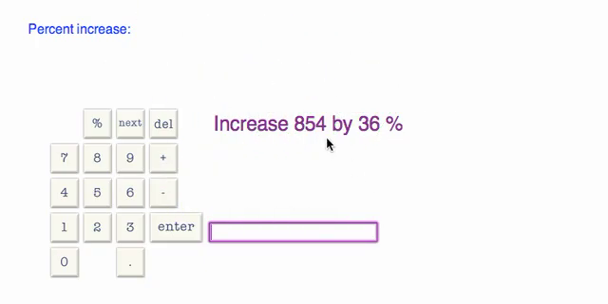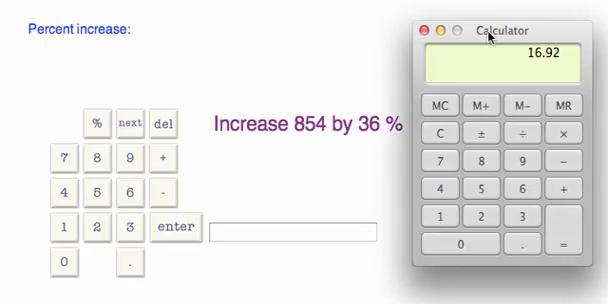All right, let's try this one. So we're going to increase 854 by 36%. We have 100% of my 854, and we're going to increase that by 36%. So in the end, we're going to get 136% of the 854. So 136% is 1.36. Of is times 854, which is equal to 1,161.44.